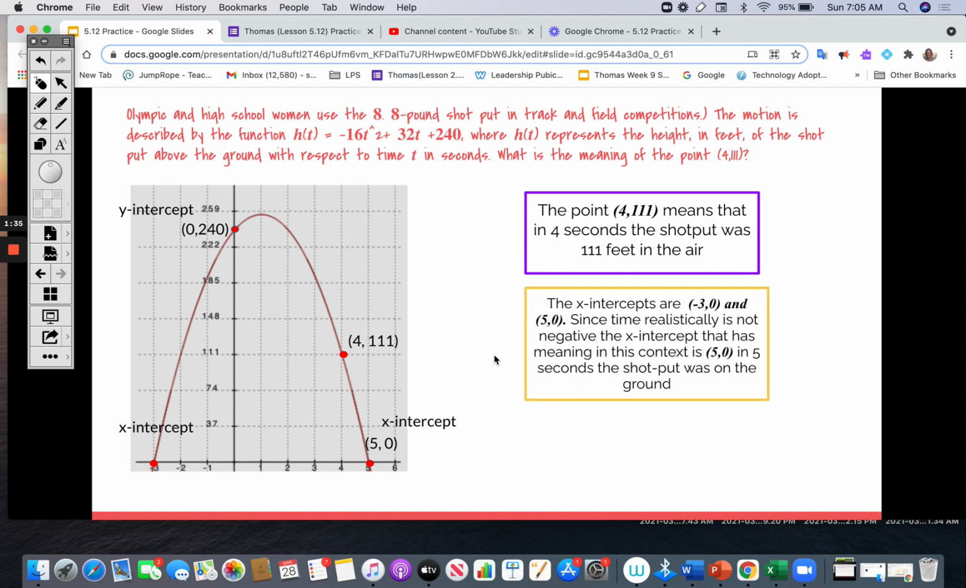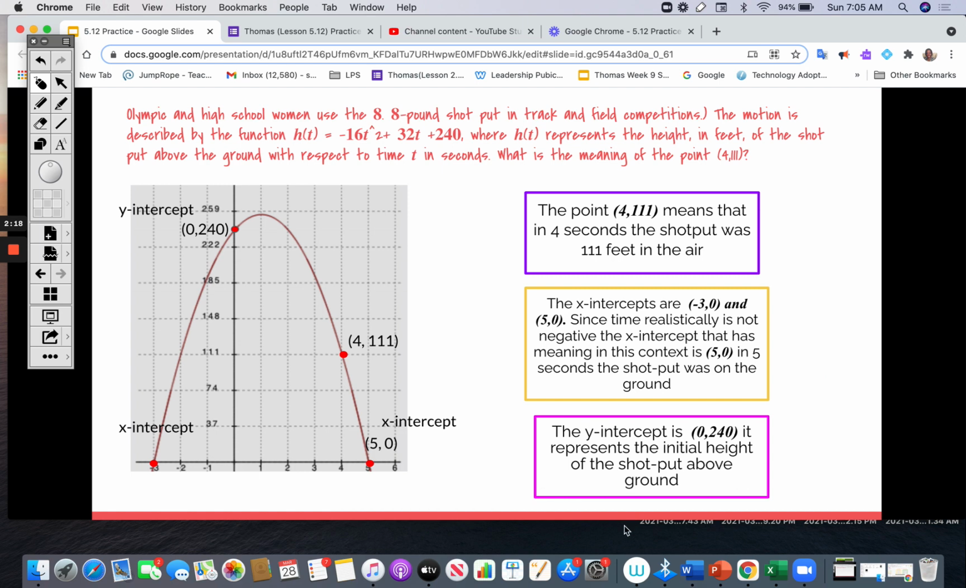The x-intercepts are going to be -30 and 50. Now, in this case, time is realistic, you can't really have negative time, right? So the x-intercept that's negative would actually not count, because the domain is restricted, and you're going to learn about this as you move on further. So the one that would really matter in this situation would be 50, and that would mean that in 5 seconds the shot put was on the ground. How do we know that? Because the height is 0 feet, and 0 would generally represent the ground.